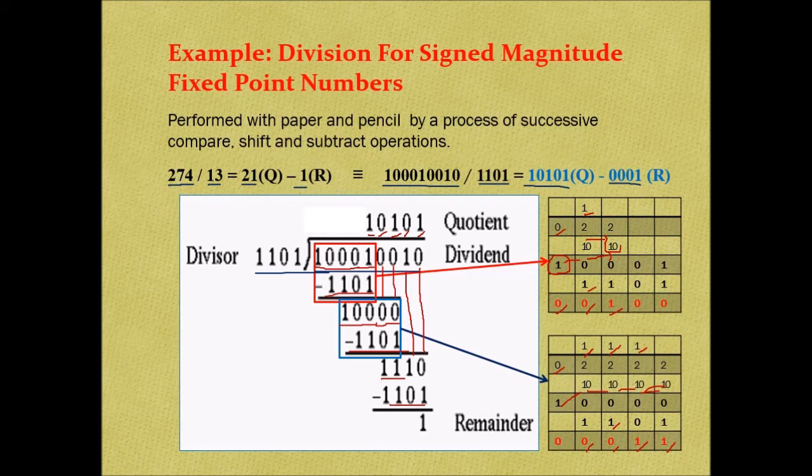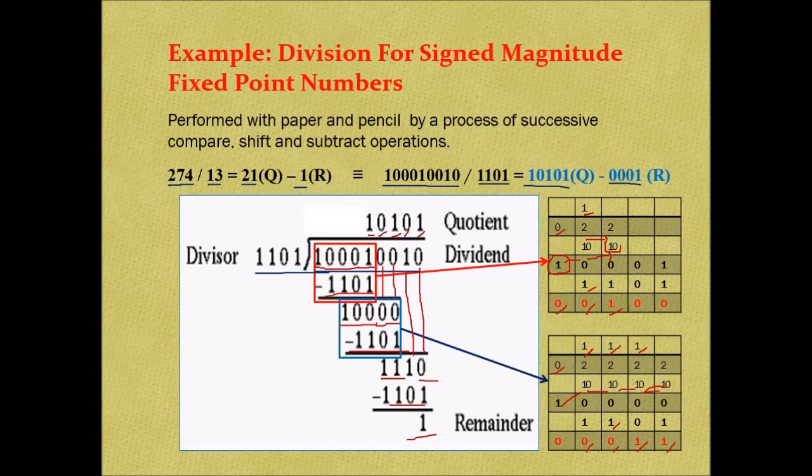1 is borrowed from this bit location and it becomes 10. Now this 10 is subtracted by the 1 and the result becomes 1. And here it is 0, so 0 minus 0 is 0. 1 minus 1 is 0 and 1 minus 1 is 0. That means the remainder now becomes 1. This is the actual division method, the conventional division method.